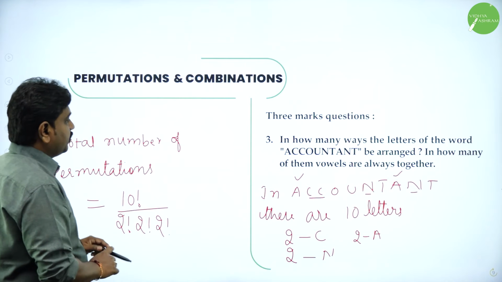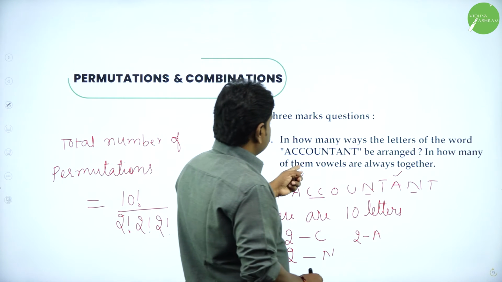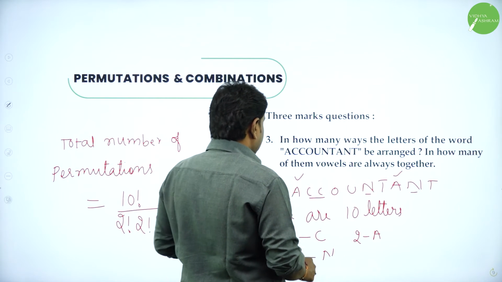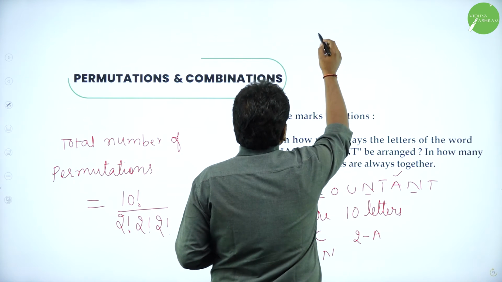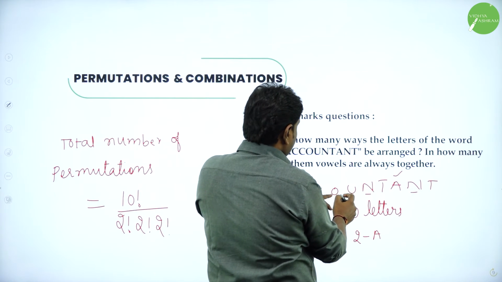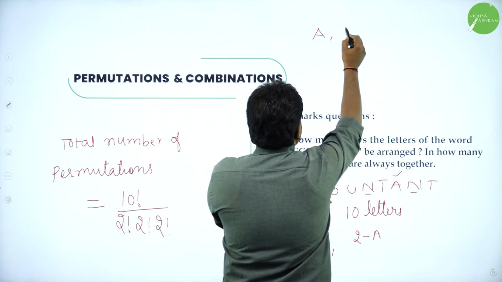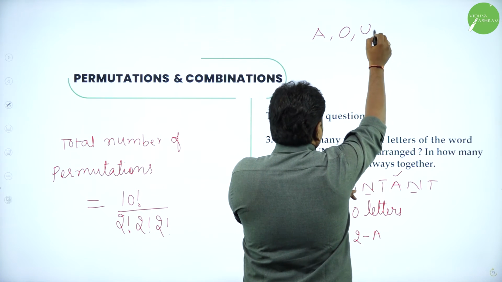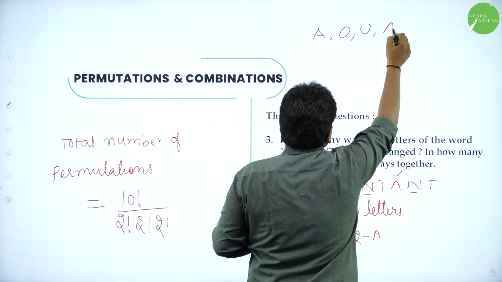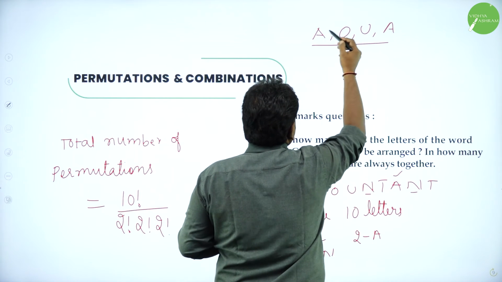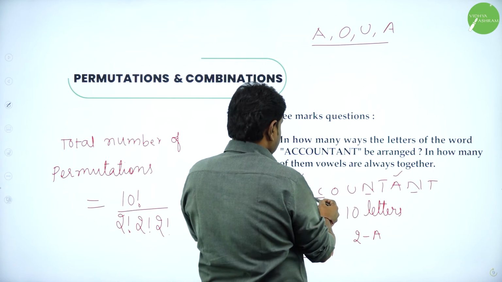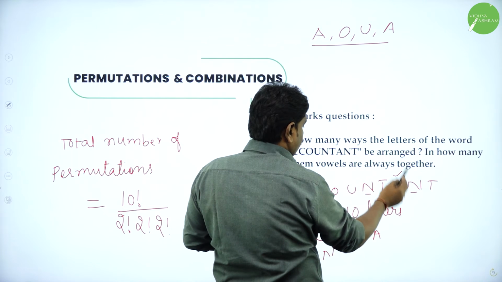Then, second part. In how many ways are the vowels together? First, out of 10 letters, we have vowels. What are the vowels? A, O, U, A. So there are 4 vowels. 1, 2, 3, 4 vowels.